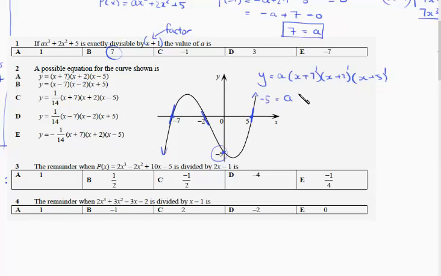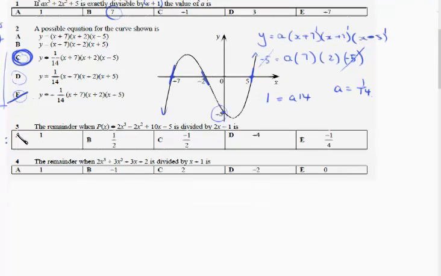So this is a, 7, that's 2, that's 5. Is it right? -5. That was -5. Then you can actually cancel the -5s. So that means 1 equals a. This is 14. So a is equal to 1 on 14. So the answer is one of those. Not this one. +7, +2, -5. That's right. So C is the right answer.